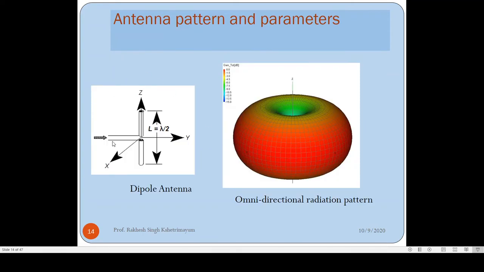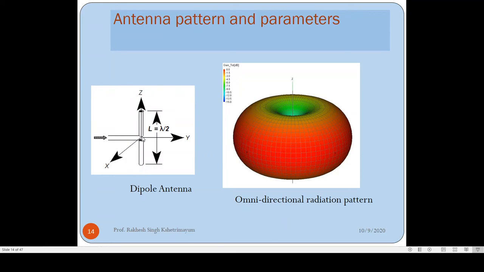This is the typical radiation pattern of a dipole antenna. Dipole antenna with upper arm and lower arm. Total length is lambda by 2. Lambda by 2 dipole antenna is the most popular antenna, and it will have a radiation pattern like this.